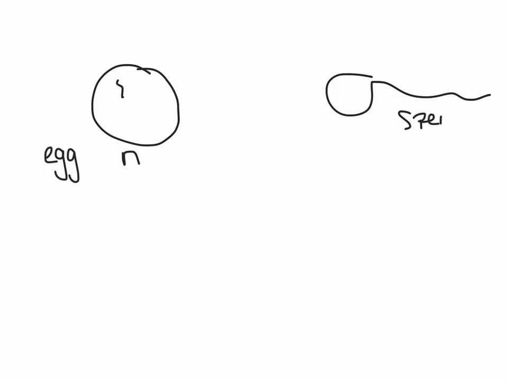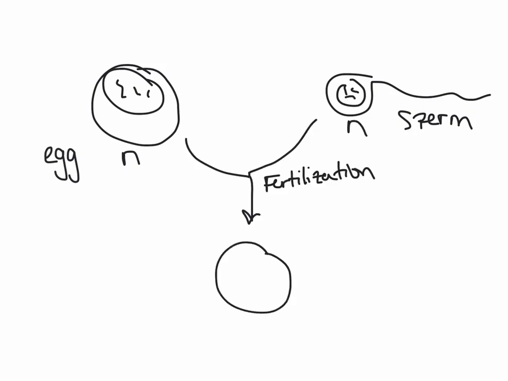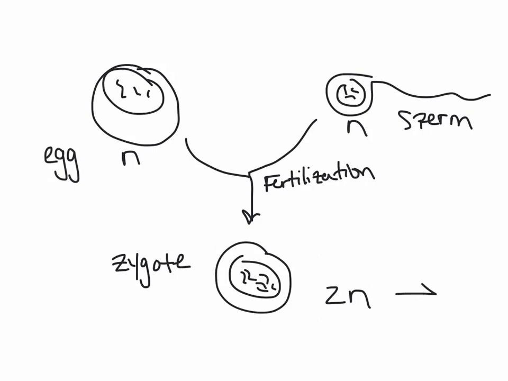A haploid egg cell can combine with a haploid sperm cell to form a diploid cell called a zygote. The zygote will then go through mitosis, growing and growing until it becomes an embryo, a fetus, and eventually a baby. All of the cells in this baby will be diploid.